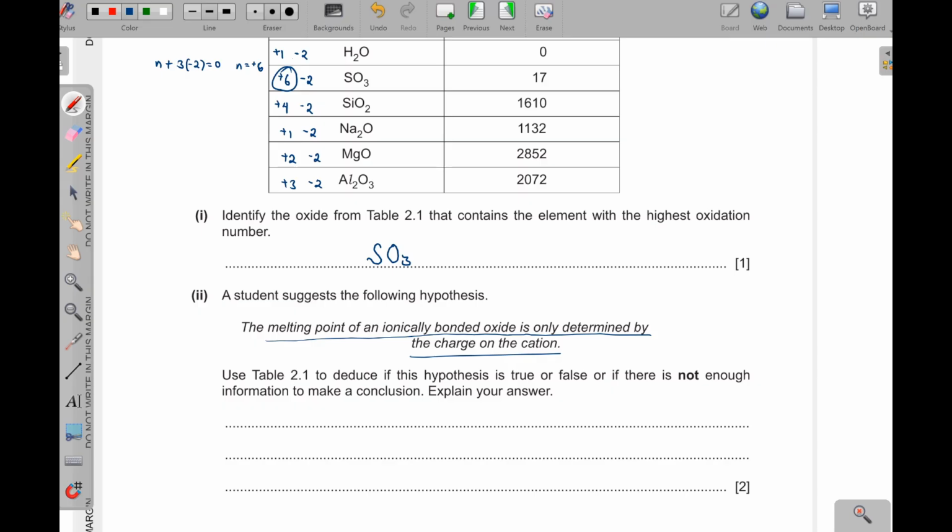the charge here on aluminium is plus 3. You see that? But this is 2072. The charge here for magnesium is a plus 2. Okay? But then here we have 2852. So that means the hypothesis fails, because the oxidation state of magnesium here is less than the oxidation state of what? Aluminium. And yet its melting point is bigger than that of aluminium. You see that? So the hypothesis has to therefore fail.